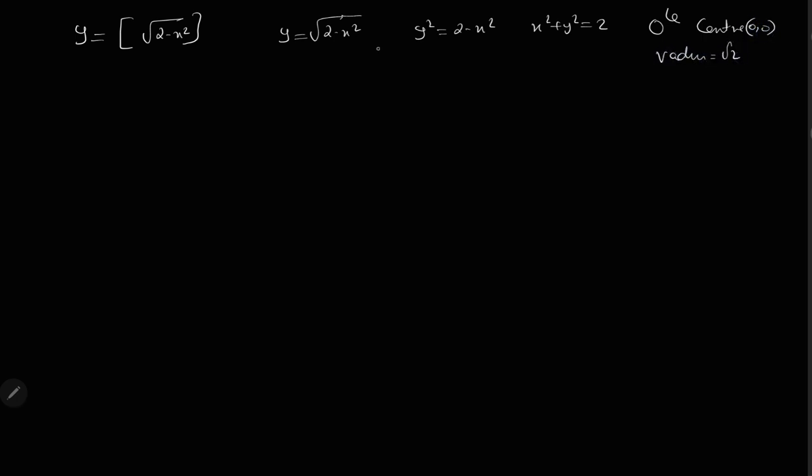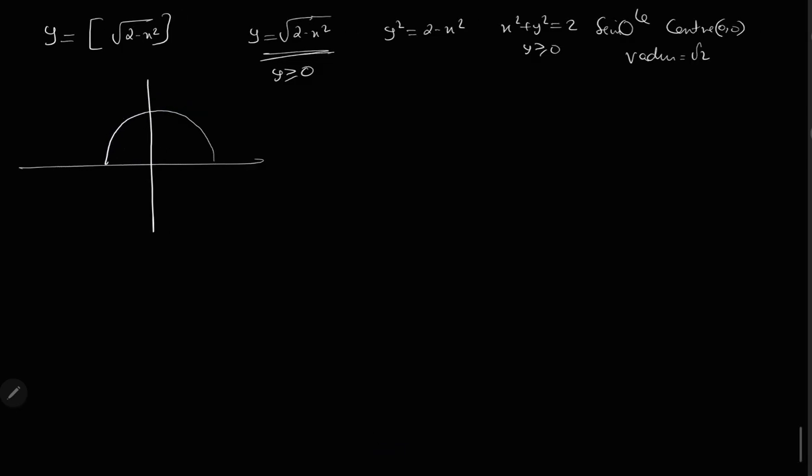But there is a problem. Here y can be negative, but here y cannot be negative. So y is greater than or equal to 0. So it's not a circle, it's a semicircle. So how will its graph be? This was our circle, the entire circle, but I should draw a semicircle. Okay. So this is minus root 2, this is plus root 2.